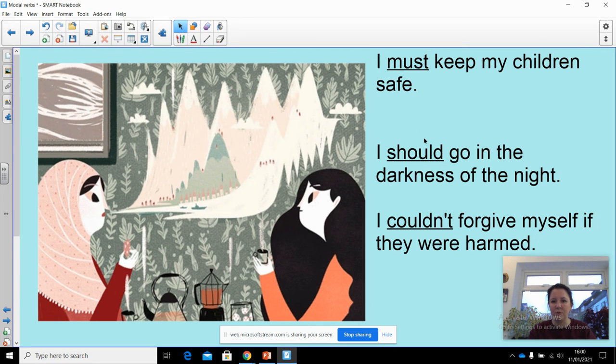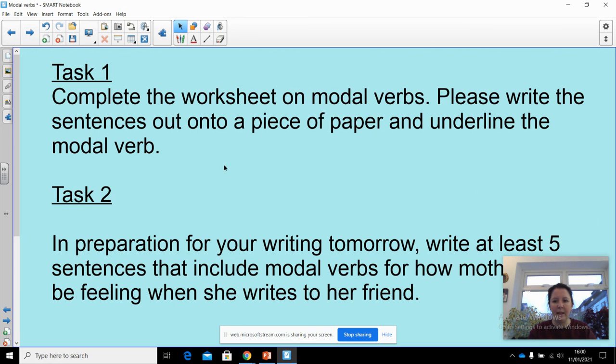I must keep my children safe. I should go in the darkness of night. I couldn't forgive myself if they were harmed. So I've said at least five sentences. You could do as many as you want in preparation for your writing. That's going to be a letter from mother to her friend, telling her friend how confused she is, how she doesn't know what to do, whether she should take the children and try to escape or not. So good luck with your work today.